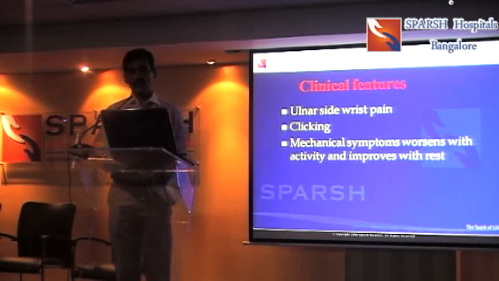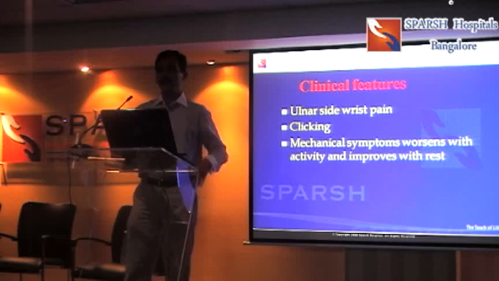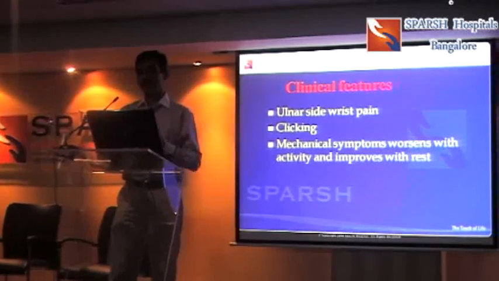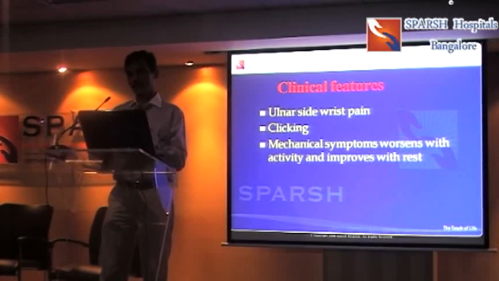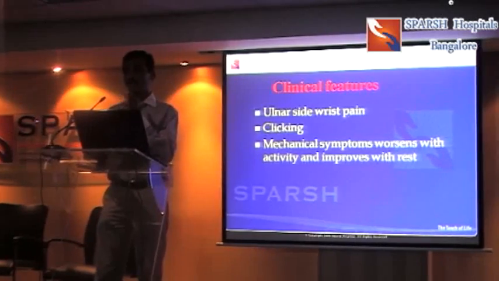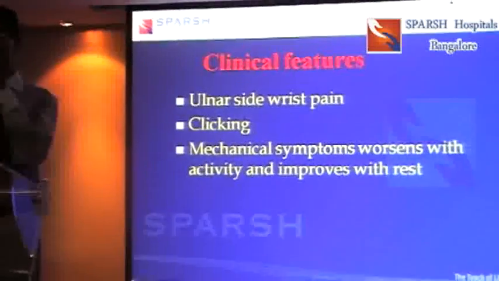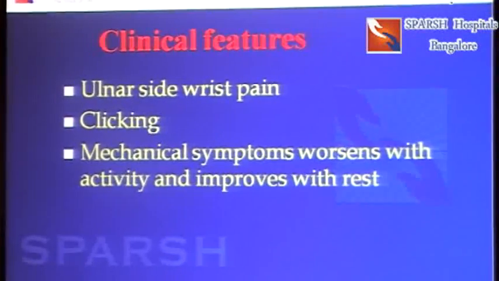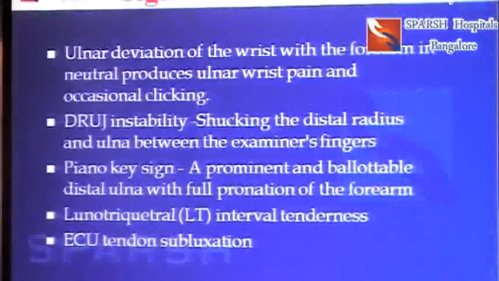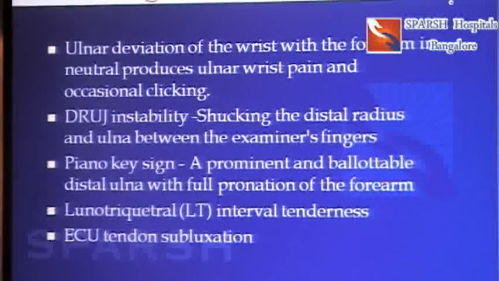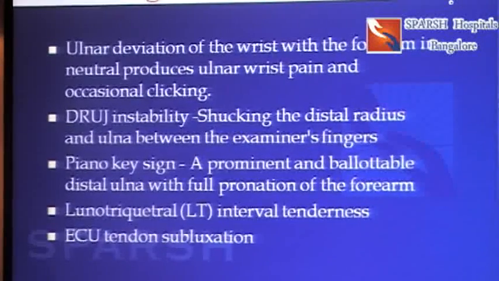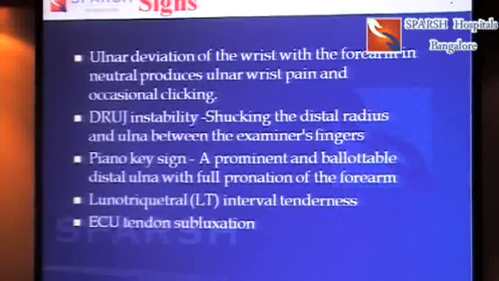So the features will be ulnar-sided wrist pain, clicking, and mechanical symptoms that worsen with activity and improve with rest. It's like a meniscus tear, where you have a tear inside the TFCC. When they move it, you get a flicking movement and also pain and mechanical symptoms. There are certain tests, though it is very unlikely that you will get a TFCC tear patient in the exam.